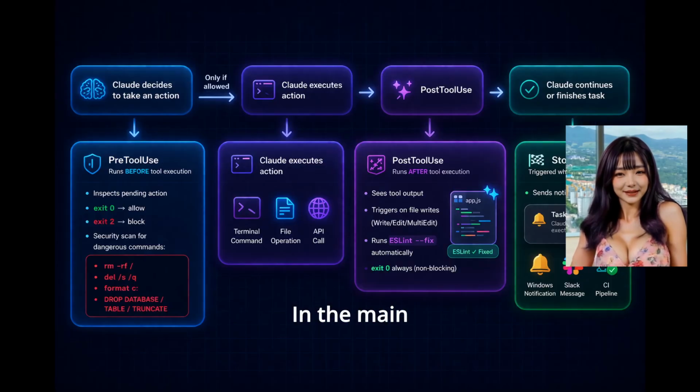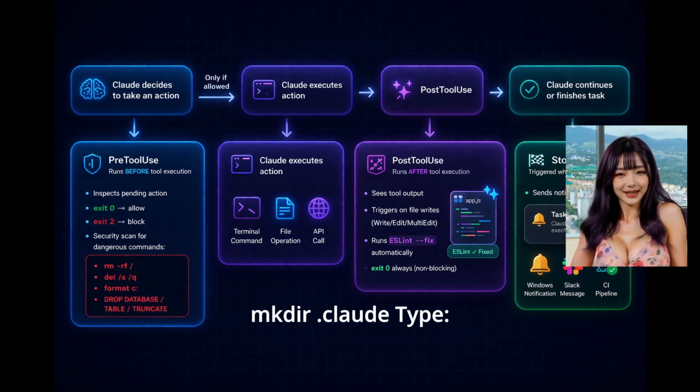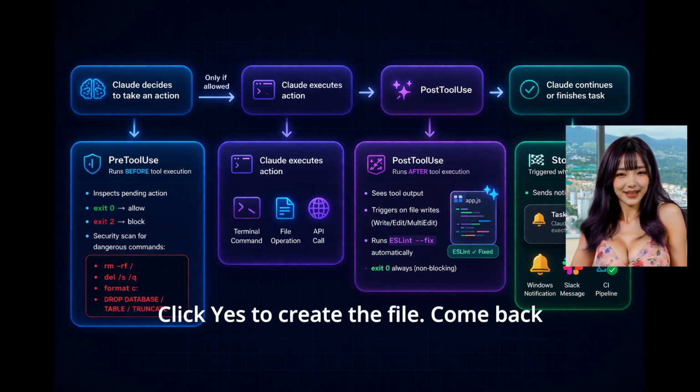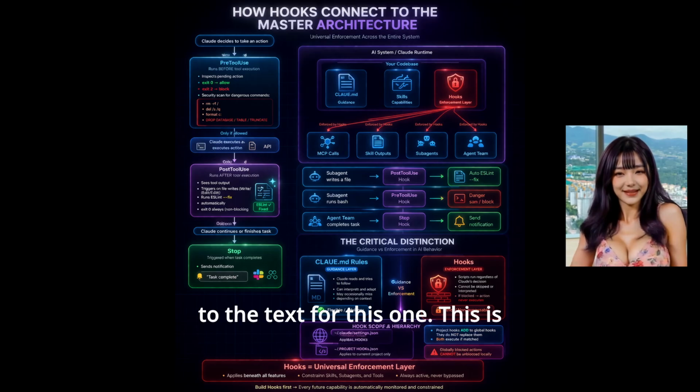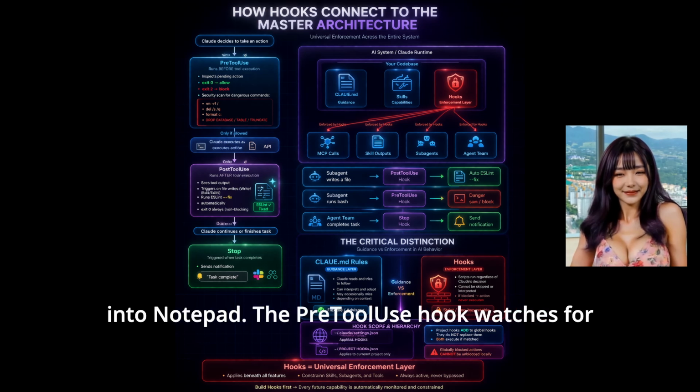Hooks live in your project's .claude folder. In the main terminal, cd %USERPROFILE%\projects\my-claude-project\.claude, type notepad settings.json and press enter. Click yes to create the file. Come back to the text for this one. This is the complete hooks configuration. Copy the entire block and paste it into Notepad.